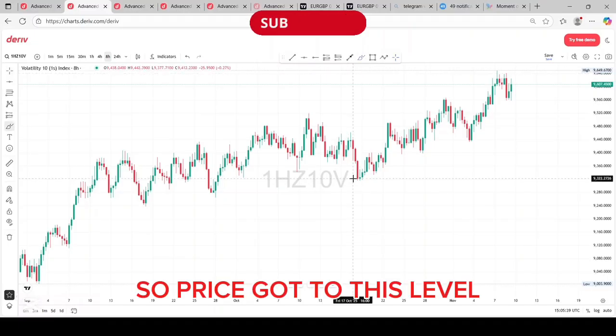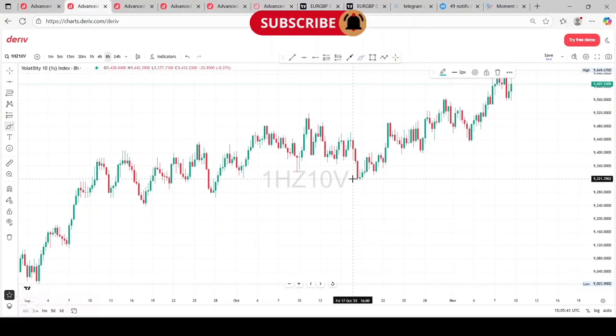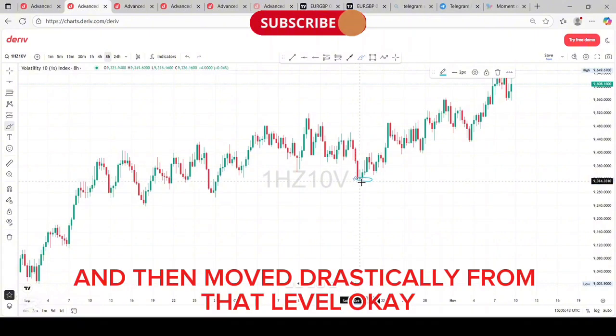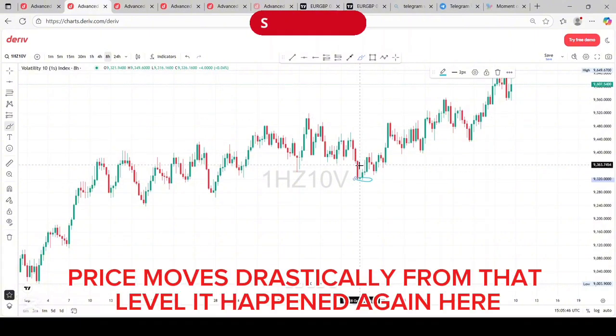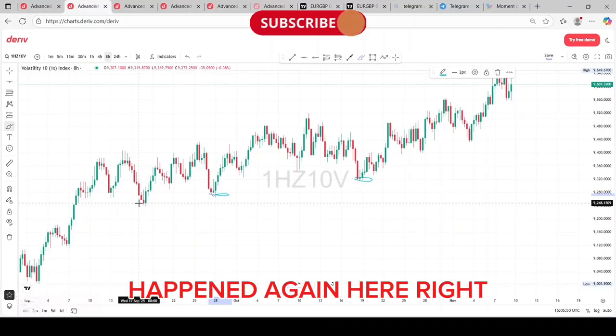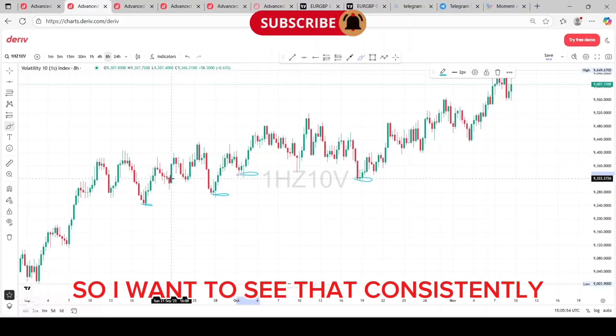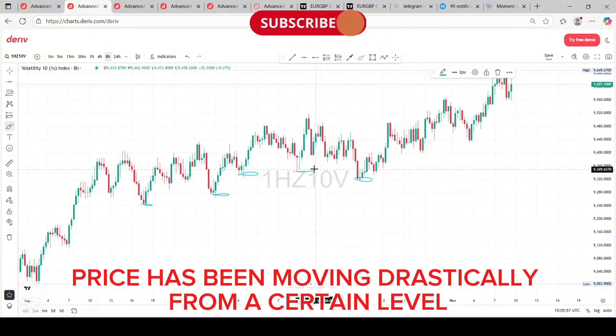So price got to this level and then moved drastically from that level. Okay, price moves drastically from that level. It happened again here. Happened again here. Right? So I want to see that consistently price has been moving drastically from a certain level.